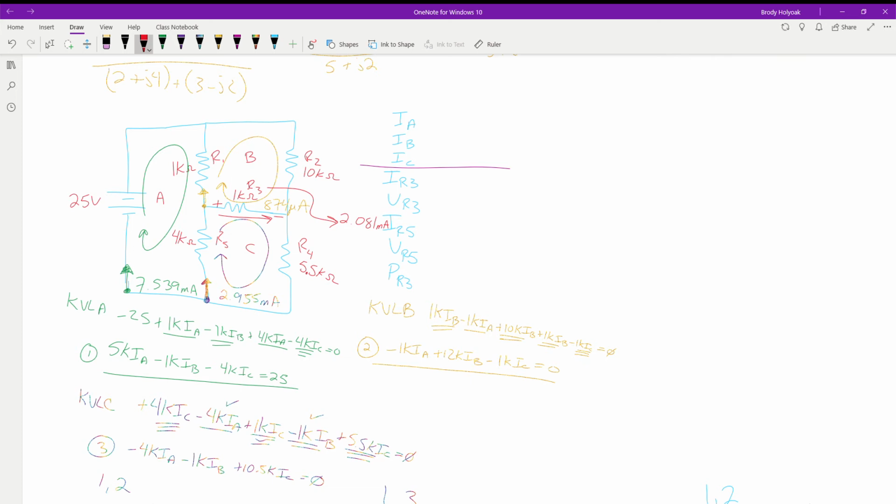Did you get them all right? Okay, what's the voltage across that resistor? 2.081 volts. Okay, what's the power across R3?